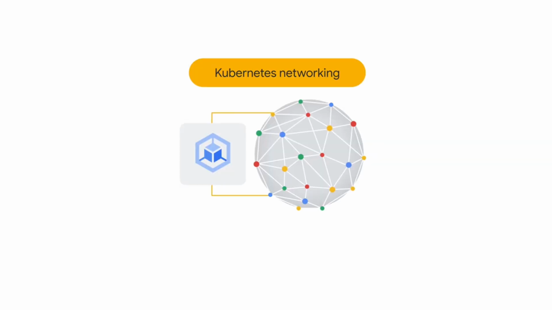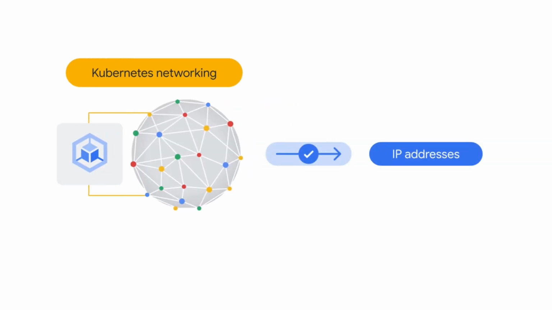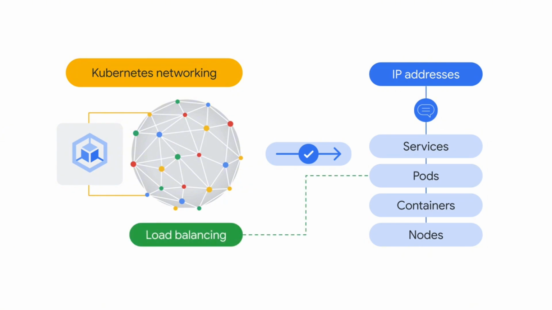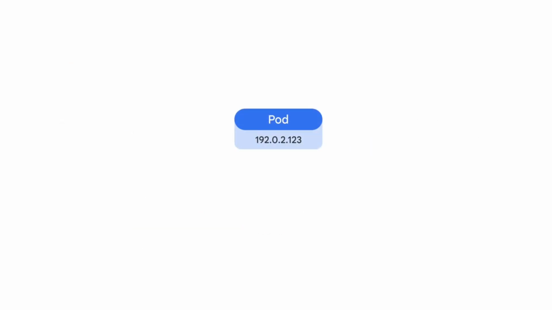The Kubernetes networking model relies heavily on IP addresses because services, pods, containers, and nodes all communicate using IP addresses and ports. And Kubernetes provides different types of load balancing to direct traffic to the correct pods. Let's review some of the basics of pod networking.